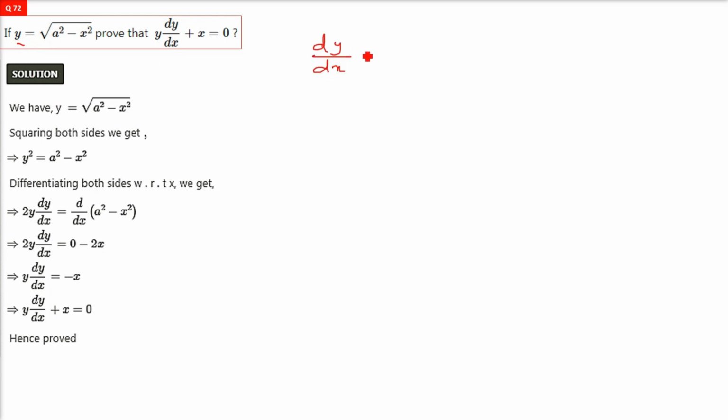dy by dx. Now what we will do here is the same thing we did in the previous question. We are going to square it. So this is going to be a squared minus x squared. You can do it like that, but we'll square it. So when we square it, y squared is equal to a squared minus x squared.